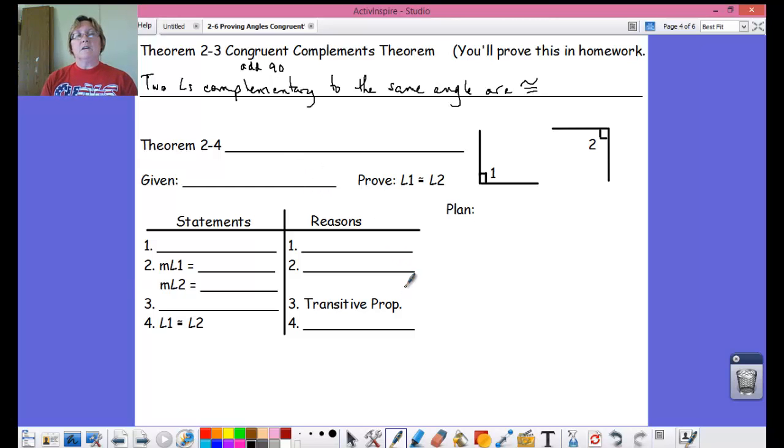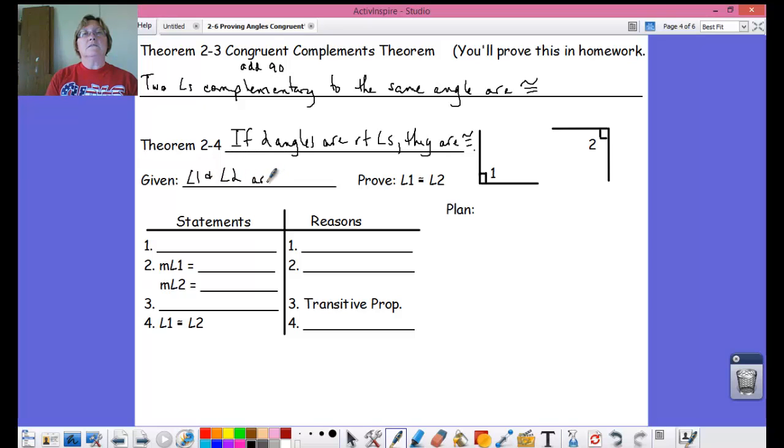We have two more theorems to talk through quickly today, and these are both about right angles. The first one, theorem 2-4, is very straightforward and will make total sense to you. If two angles are right angles, then they must be congruent. And I've done a little bit of editing on my conditional. If two angles are right angles, they are congruent. What we're given here, and you can see it in our picture, is that angle 1 and angle 2 are right angles.